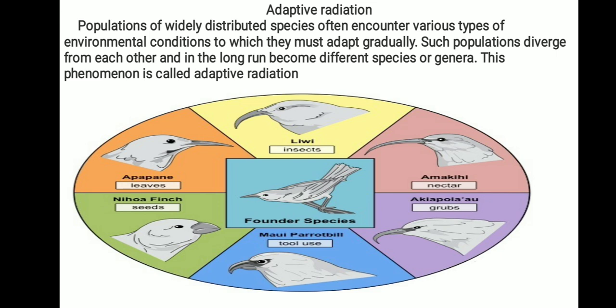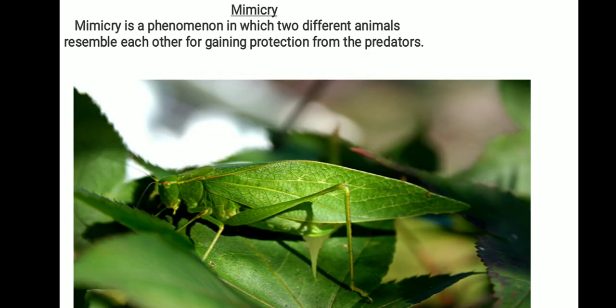Then we can see adaptive radiation. Populations of widely distributed species often encounter various types of environmental conditions to which they must adapt gradually. Populations which are widely distributed, maybe in a forest, often encounter various types of environmental conditions to which they must adapt gradually, becoming a new species. Such populations diverge from each other and in the long run become different species or different genera. This phenomenon is called adaptive radiation.